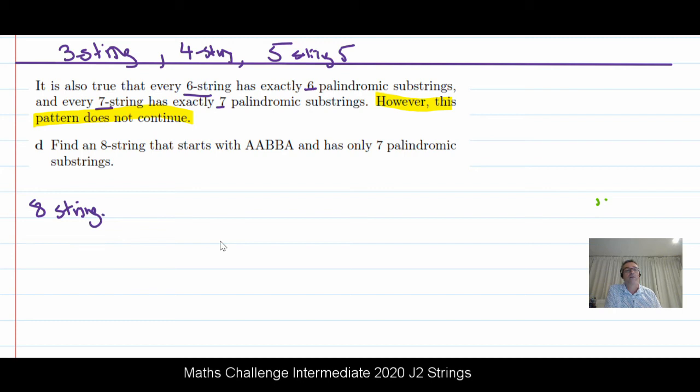Now they're giving us a clue. They want us to find an 8 string. So there might be more than one. I'll leave you to work that out. It starts with that. And we've got to find one that's only got 7.